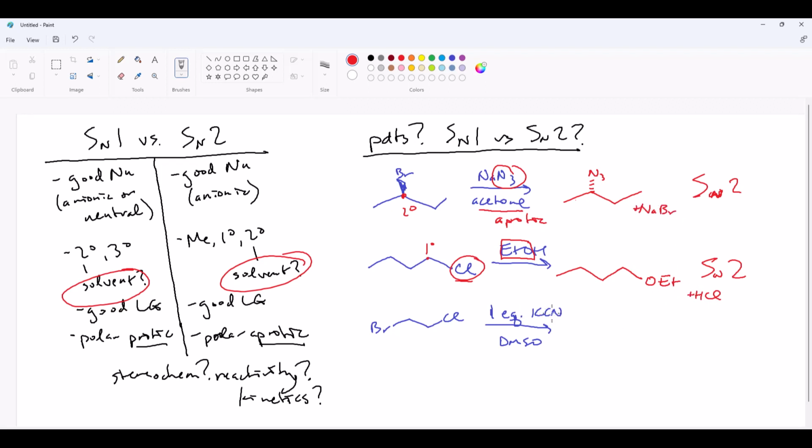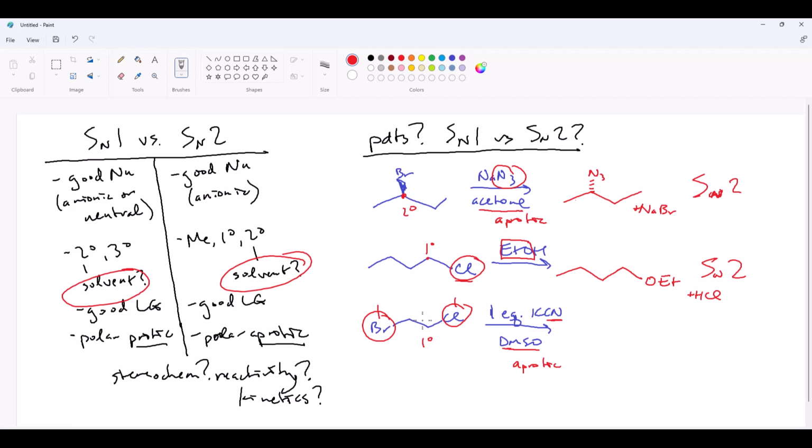Now, in this last one, we have two leaving groups that are possible, Cl and Br, and we have CN, which is a good nucleophile. These are both primary, so we're already preferring SN2, and we confirm by seeing that we have DMSO, which is a polar aprotic solvent. So we are almost guaranteed to do an SN2 mechanism, but we have a choice here. Is our Cl going to leave? Is it going to substitute at the Cl side, or is it going to substitute at the Br side?